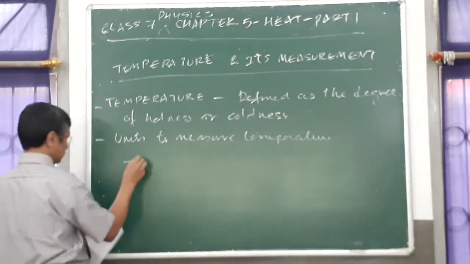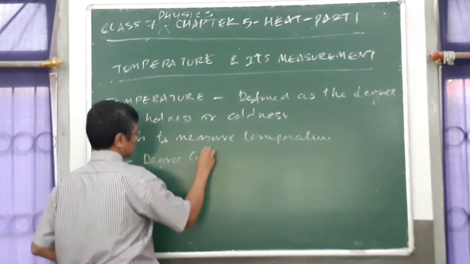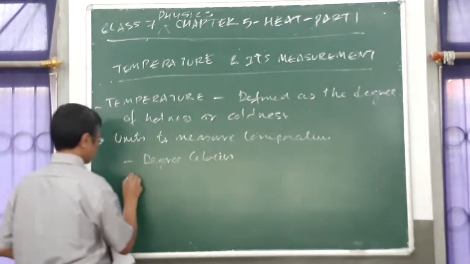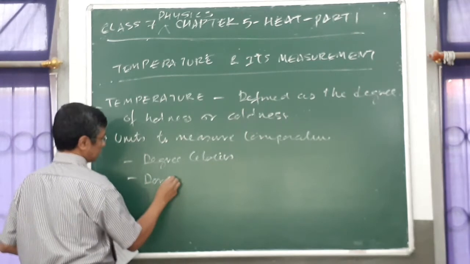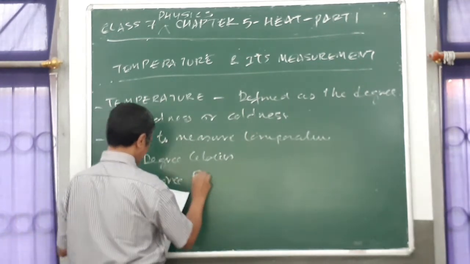The units that we use to measure temperature are two of them. The first one is degree Celsius, and the other unit is degree Fahrenheit.